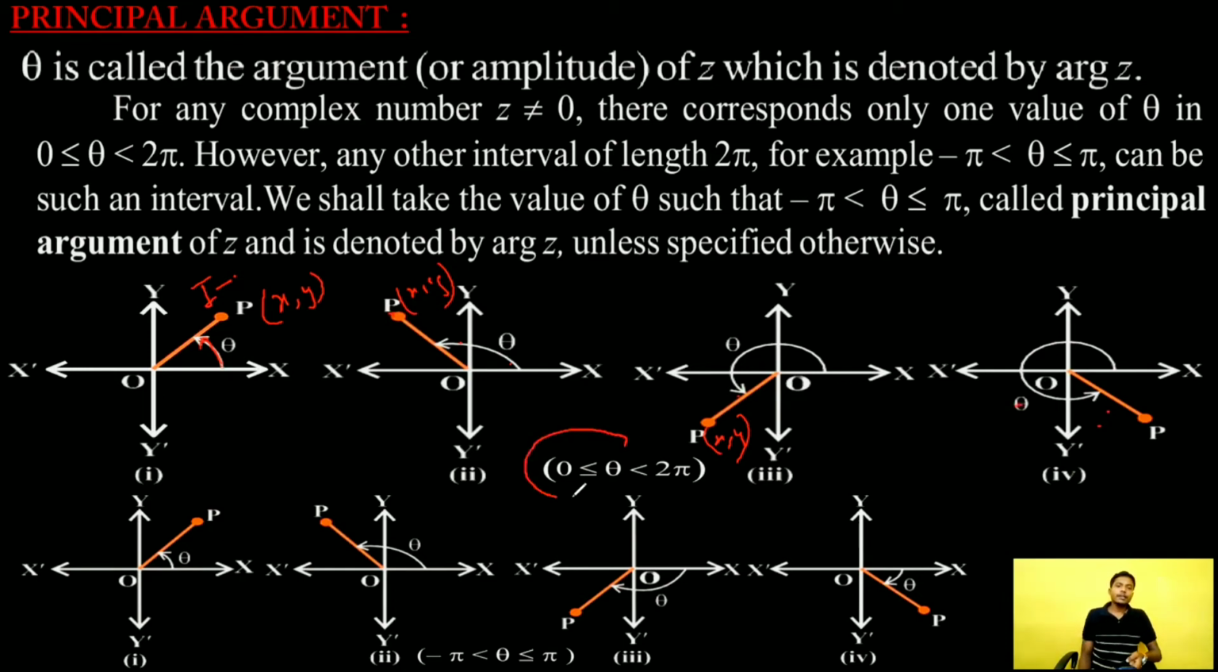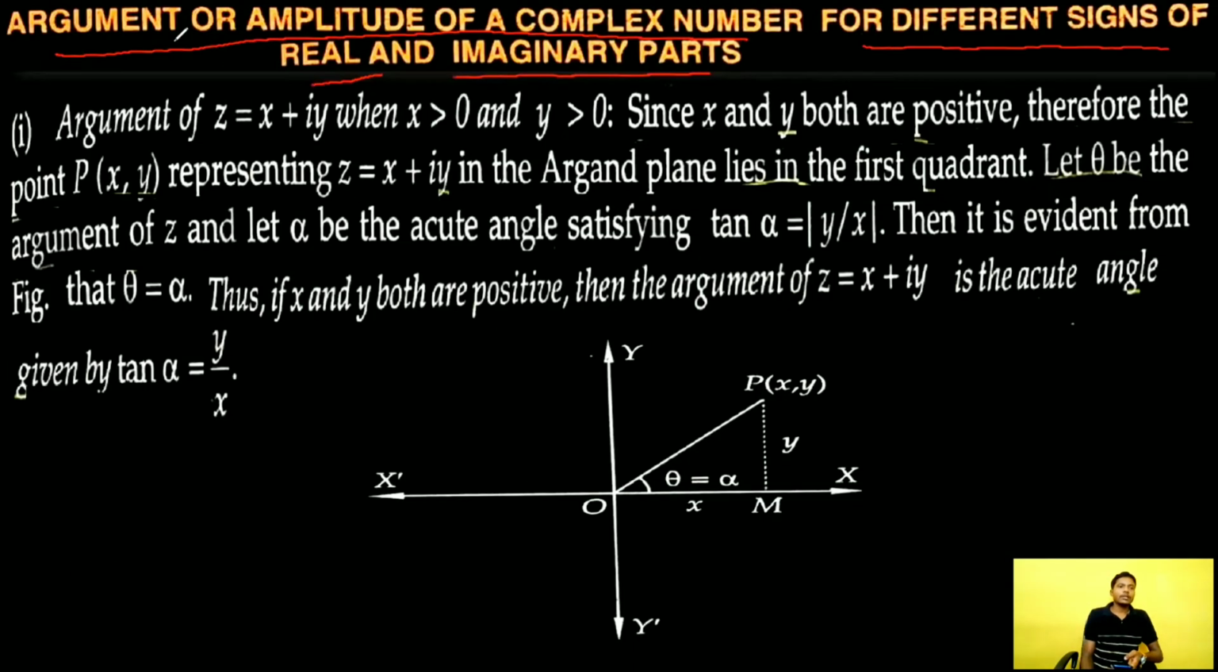Here, when theta is greater than minus pi and less than or equal to pi, this is theta for the first quadrant, this is theta for the second quadrant, and this is theta for the third quadrant, because theta is greater than minus pi. And if P lies in the fourth quadrant, then this is theta. Clear? Now I will discuss the argument or amplitude of a complex number for different signs of real and imaginary parts.